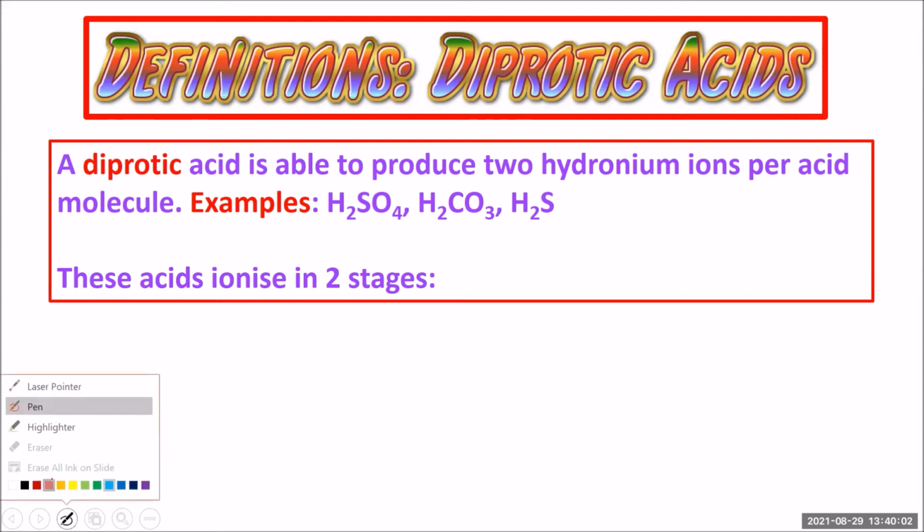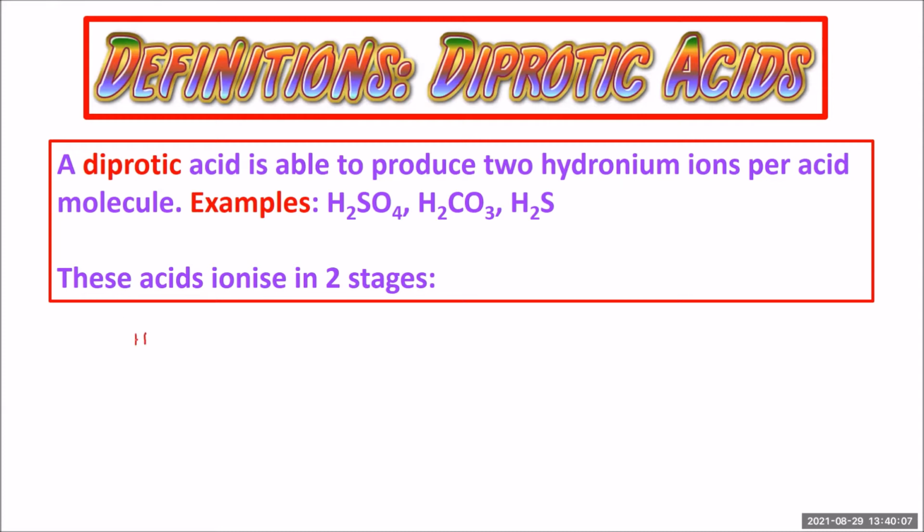Let's have a look. If we look at sulfuric acid, in the first stage, the sulfuric acid will react with the water molecule. It's a strong acid, so we're going to use our full arrow there. And it's going to donate a proton. So what's going to be left is its conjugate base, HSO4-. And of course, we will get a hydronium ion.